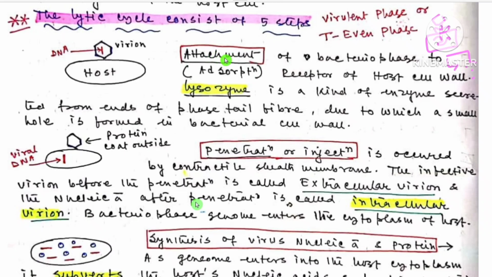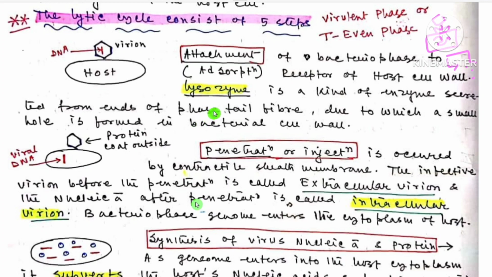The first step is attachment. That means the bacteriophage must be attached to its host cell. But how do they attach to their host cell? Attachment of the bacteriophage is also known as adsorption, and the receptor is on the host cell wall. The host cell has a specific receptor, and with the help of this receptor, the bacteriophage attaches to this host cell. And after then, lysozyme, a kind of enzyme, is secreted from the ends of the phage tail fiber. Lysozyme is a type of protein which destroys the bacterial cell wall, and by destroying this bacterial cell wall, they penetrate their genetic material inside the host cell.